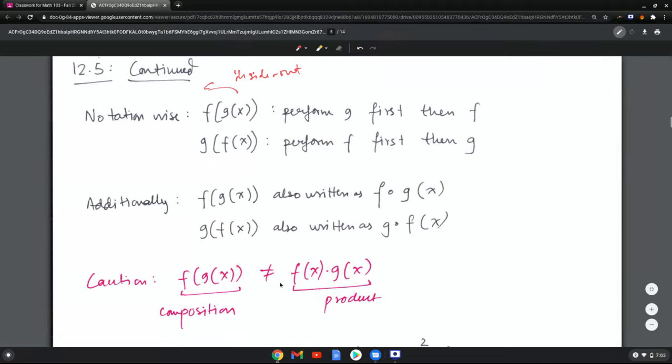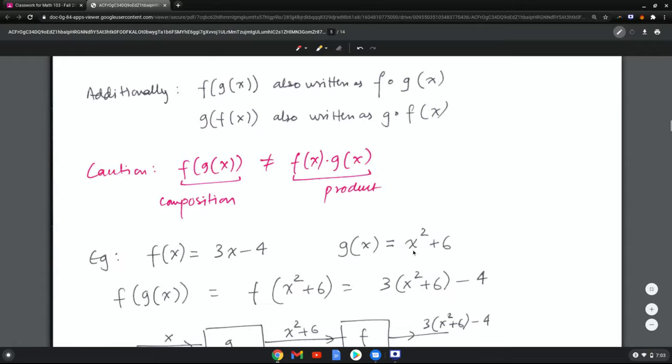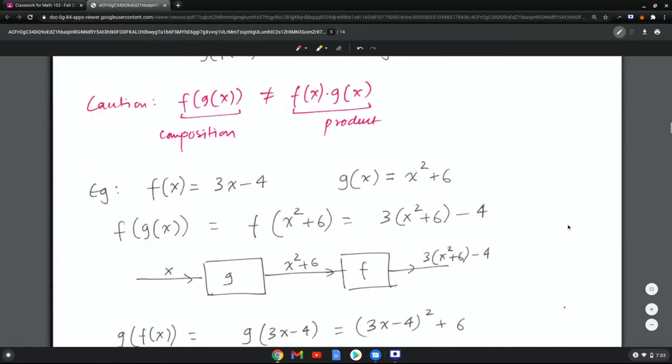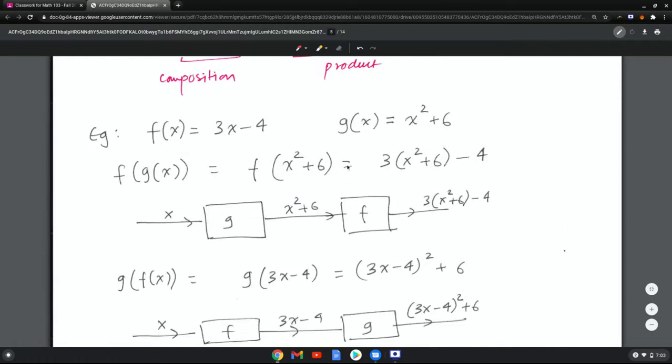Caution, f(g(x)) is not equal to the product. Example: if I have f(x) = 3x − 4 and g(x) = x² + 6, f(g(x)) would mean, let's see what g does. g takes x and transforms it into x² + 6, so that now I have f(x² + 6). And we've seen this before. When you evaluate functions, you just replace whatever the argument is with x. So I replace x with this new expression to get this term.